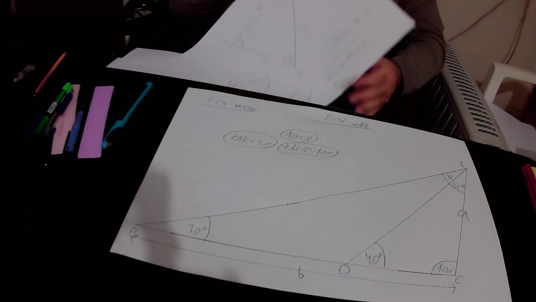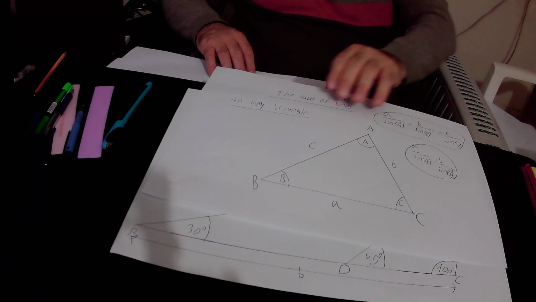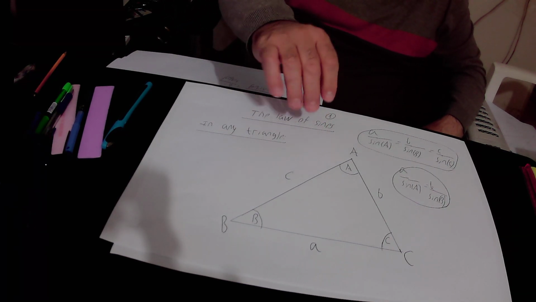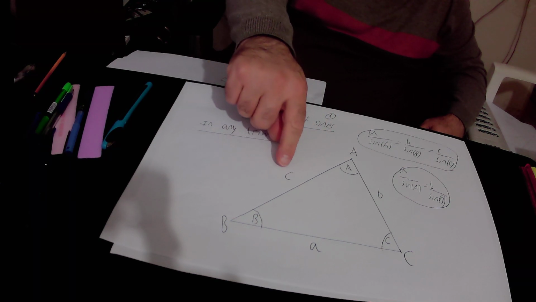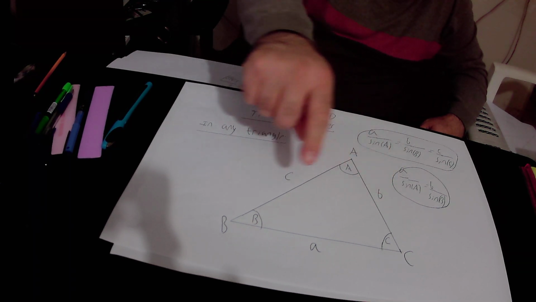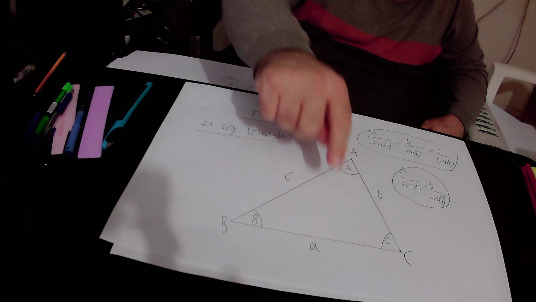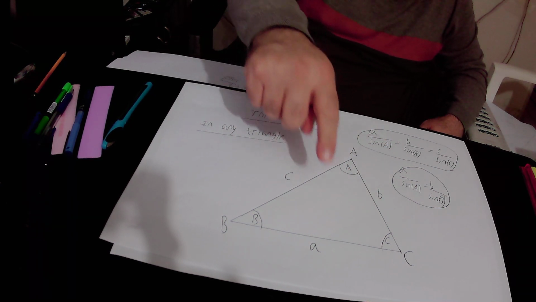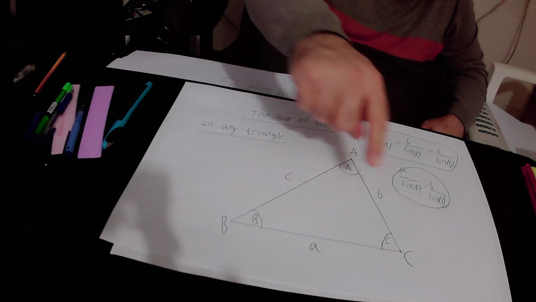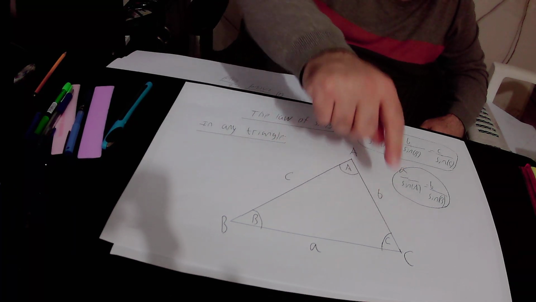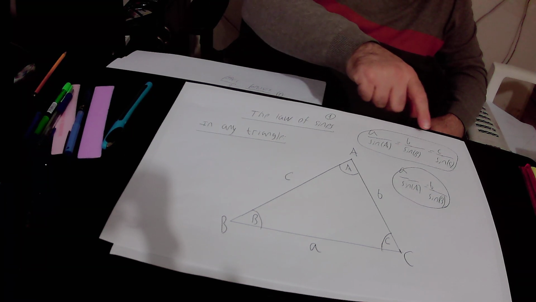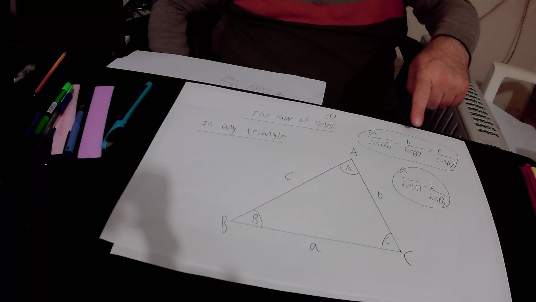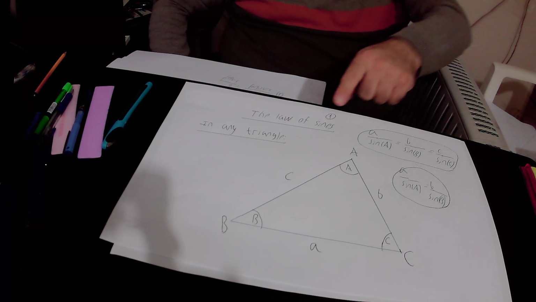What is the law of sines? The law of sines states that in any triangle, if this is triangle ABC, that could be any triangle, side AB equals C units, side AC equals B units, and side BC equals A units, then A over sine A equals B over sine B equals C over sine C. From this formula we will derive that A over sine A equals B over sine B.